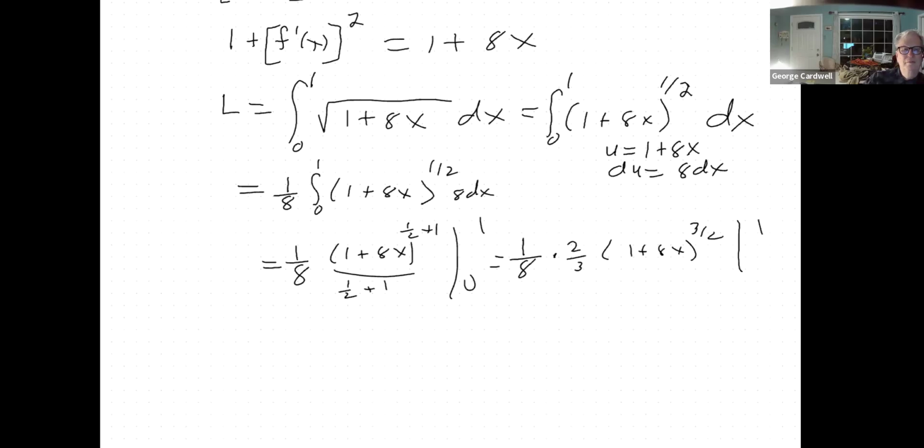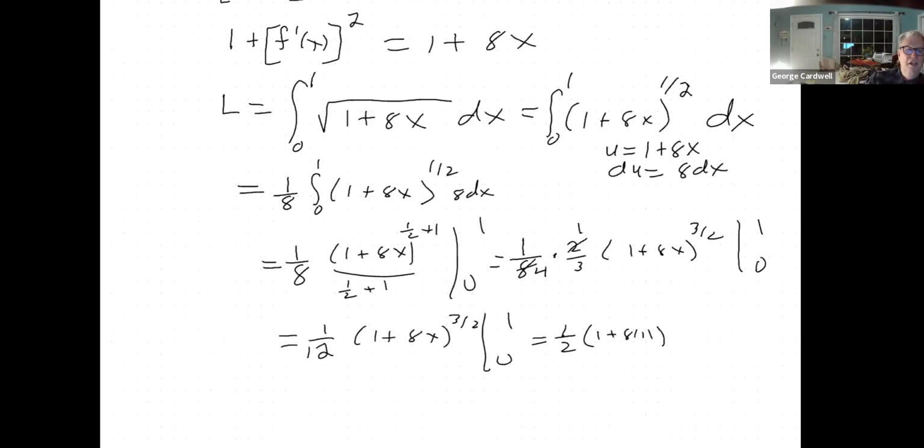And we can clean it up a little bit, because this 2 can go into the 8 and become a 1, and that becomes a 4. So now I've got 1 over 12, 4 times 3 is 12, times 1 plus 8x to the 3/2 from 0 to 1. So if I plug in 1, I get 1/12 times 1 plus 8 times 1 to the 3/2, minus plug in 0, I get 1/12 times 1 to the 3/2.